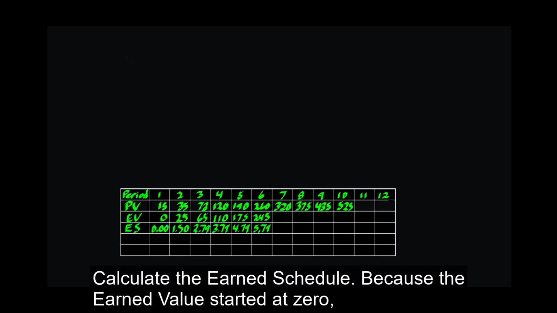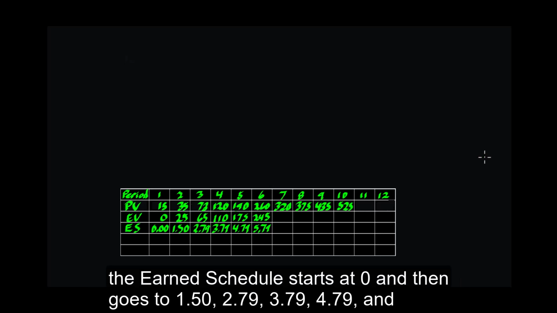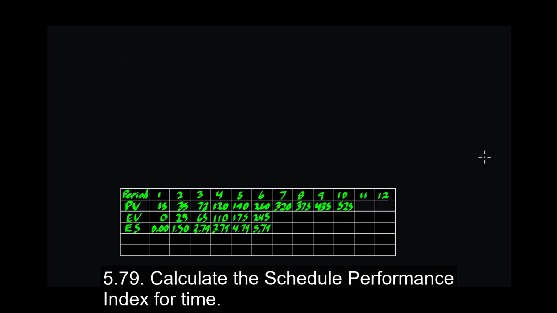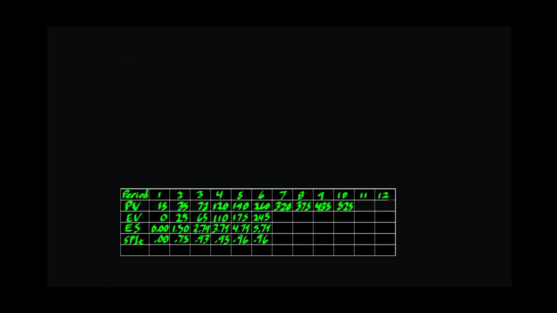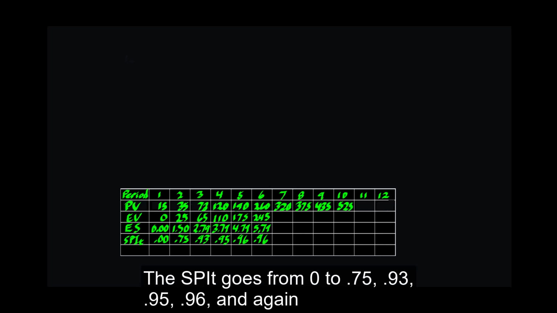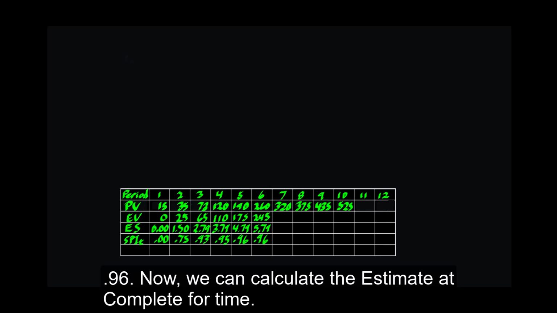Calculate the earn schedule. Because the earn value started at 0, the earn schedule starts at 0 and then goes to 1.5, 2.79, 3.79, 4.79, and 5.79. Calculate the schedule performance index for time. The SPIT goes from 0 to 0.75 to 0.93, 0.95, 0.96, and again 0.96. Now we can calculate the estimate at complete for time.